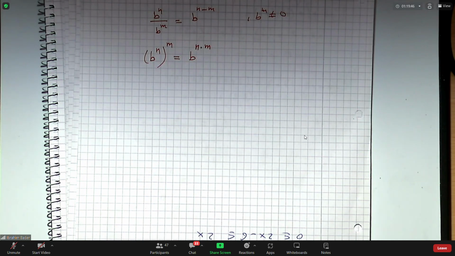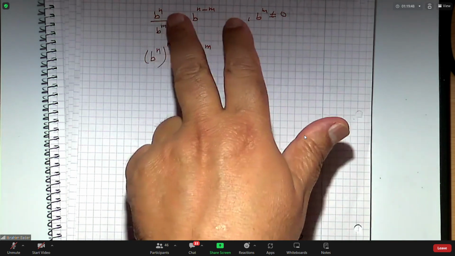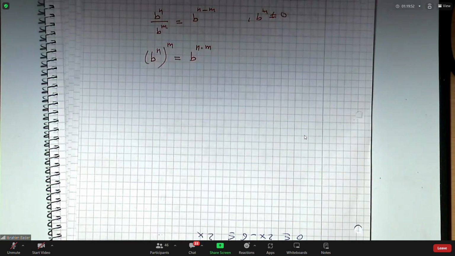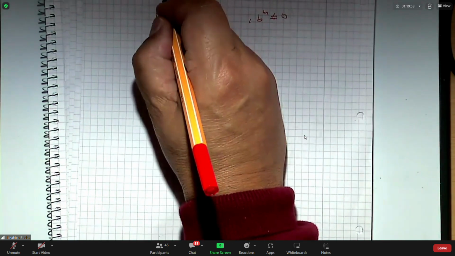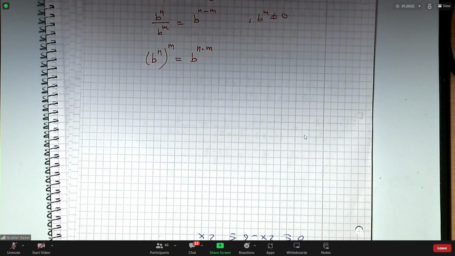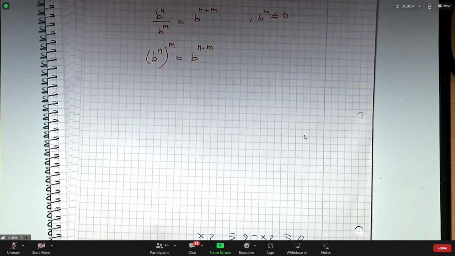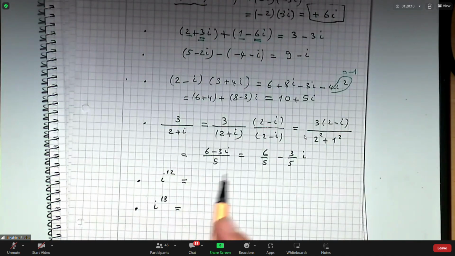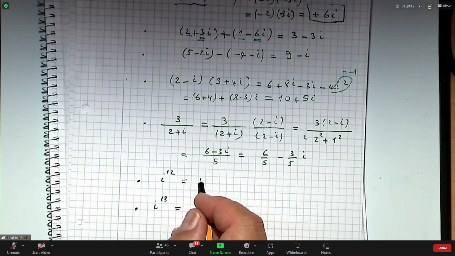Anyone has a problem with these rules here? If you have the same base, for multiplication you add up the exponents; for division you subtract the denominator exponent from the numerator exponent. So this is multiplication here, and this is division. Now let's go back to this, because if you understand these rules, the simplification is straightforward.